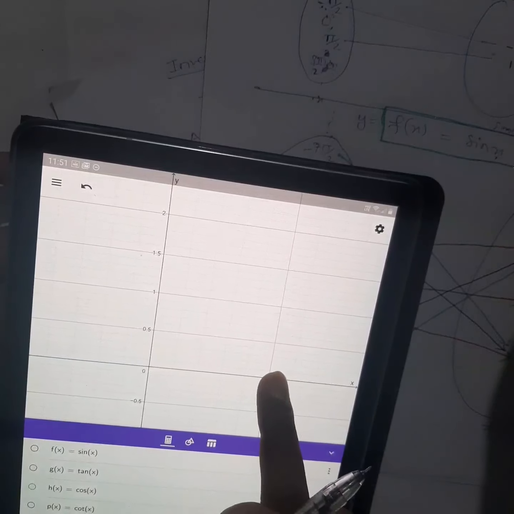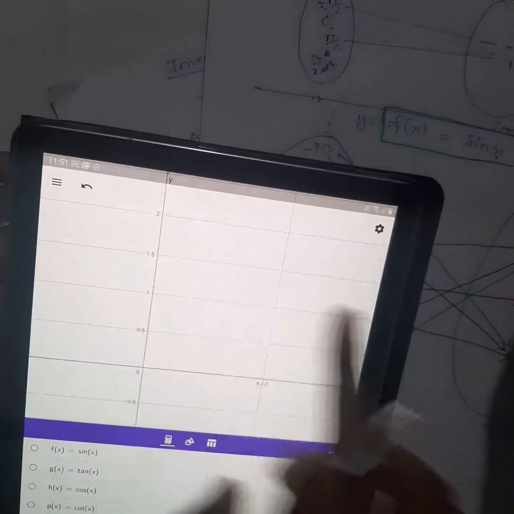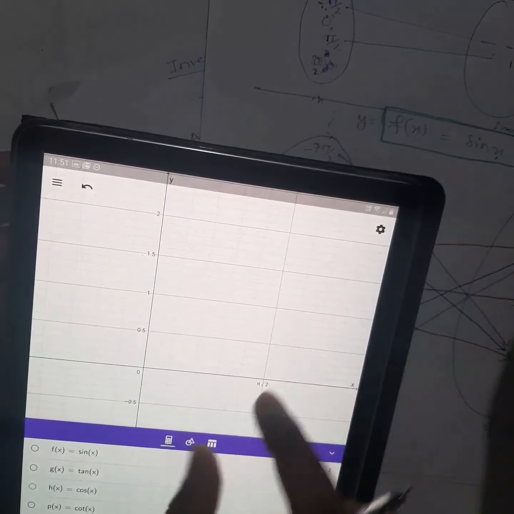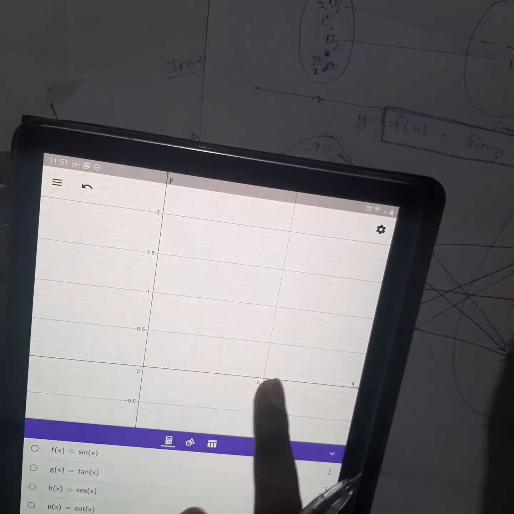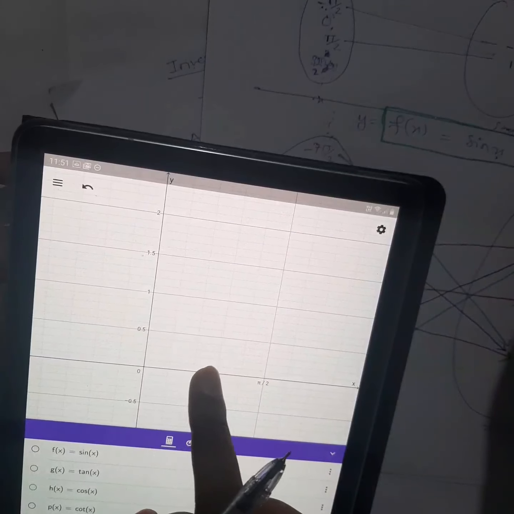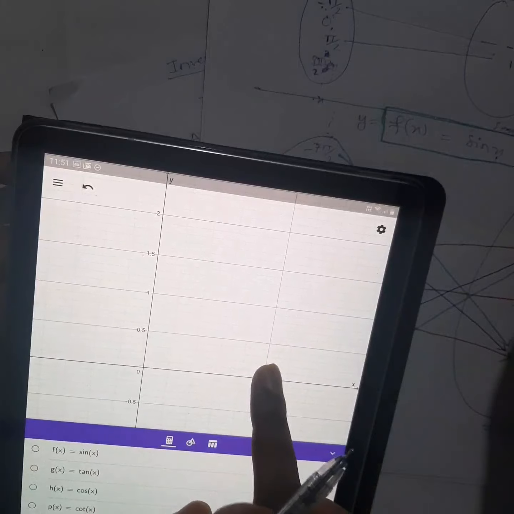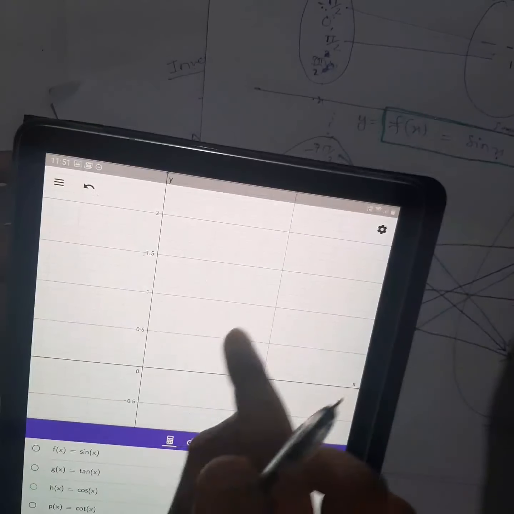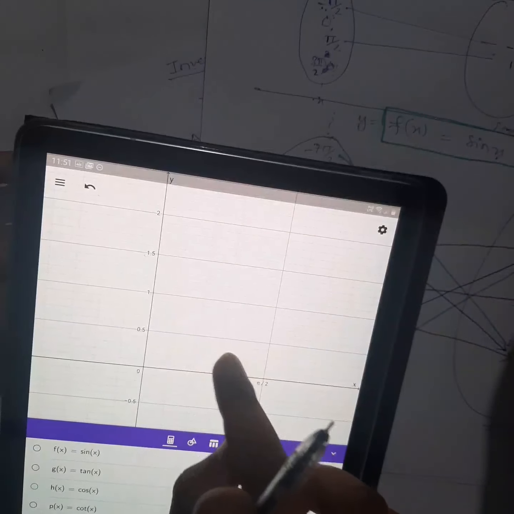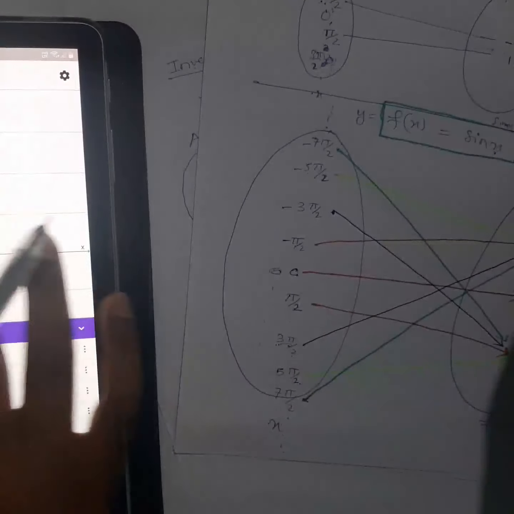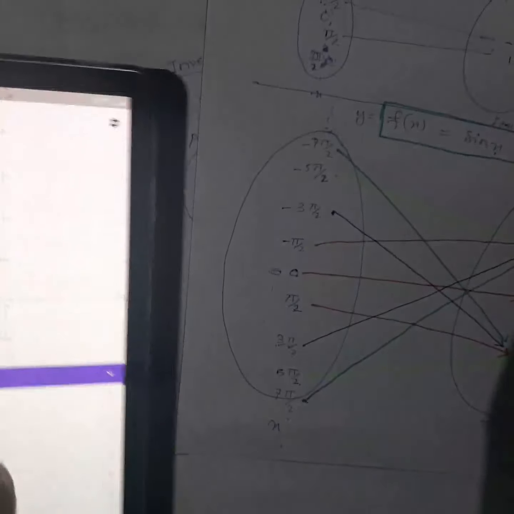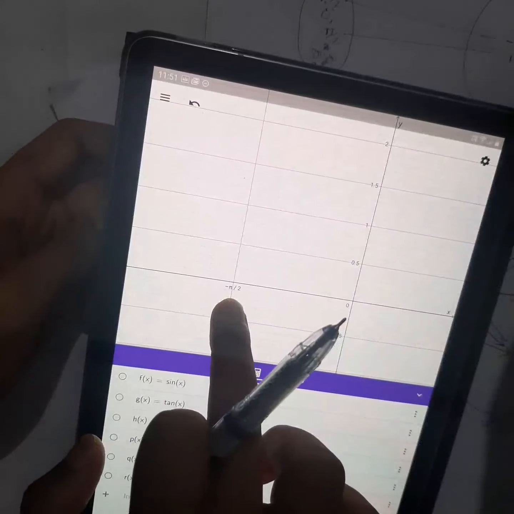If you take x as pi by 2, y will be 1. Just now we have seen that. So if you take x between 0 to pi by 2, your y will be somewhere between 0 to 1 only, here somewhere. Same way, if you try to plot minus pi by 2, minus pi by 2 is here.